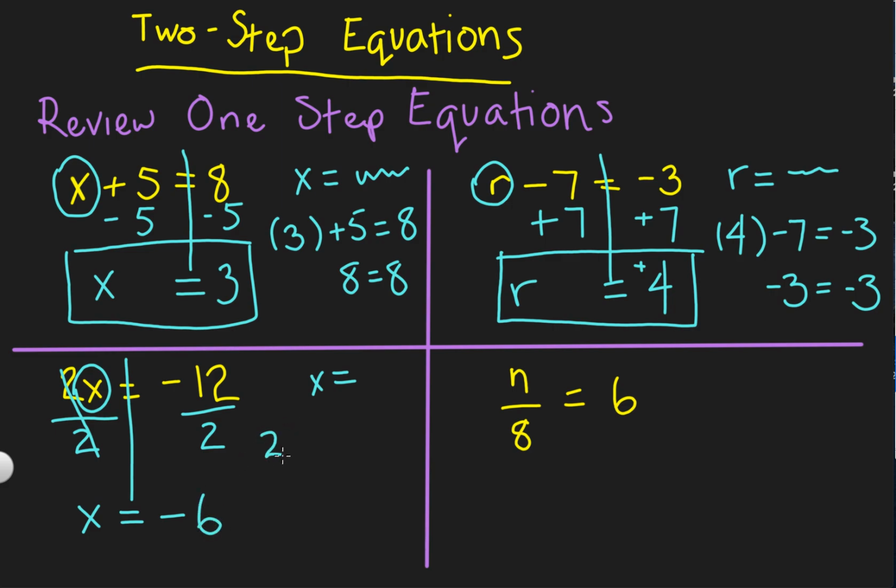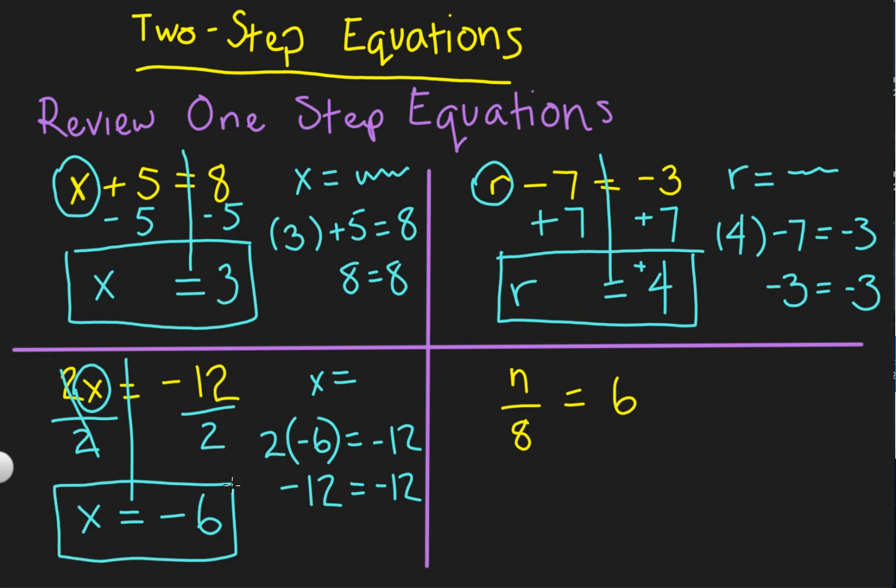Plugging it back in, 2, and then the parentheses equals -12. I dump in the value that I found. Positive times negative gives me a negative, and 2 times 6 is 12. So we get -12 equals -12, which is true, which tells me that my solution is x equals -6.